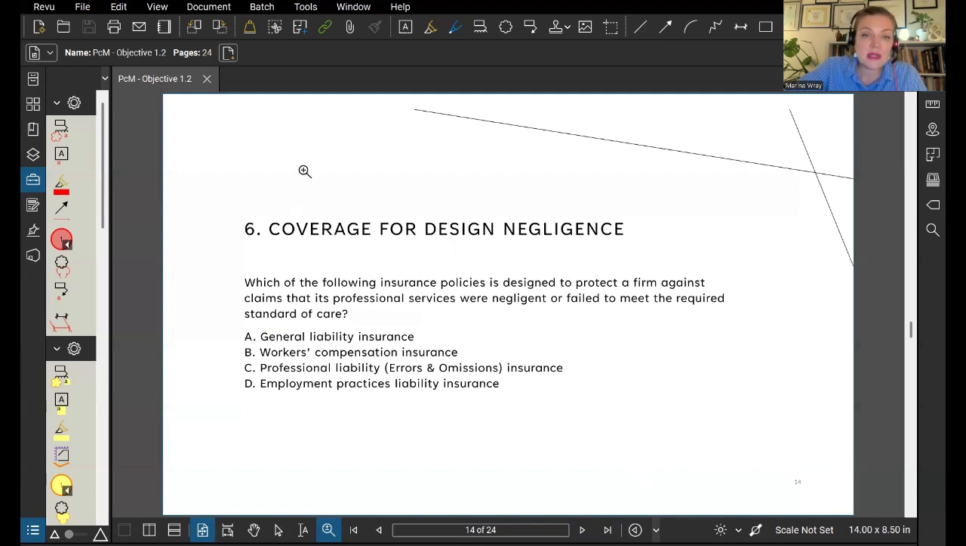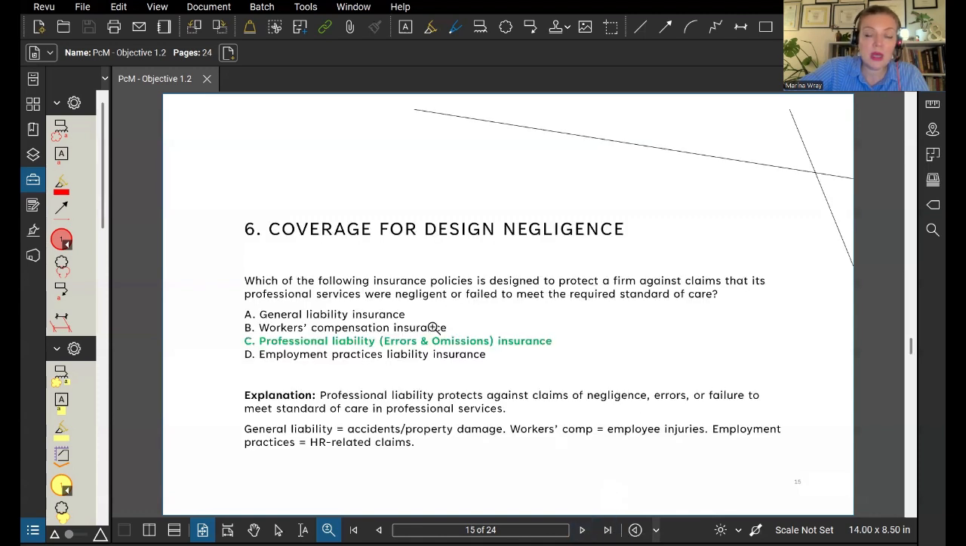So question number 6, coverage for design negligence. Which of the following insurance policies is designed to protect a firm against claims that its professional services were negligent or failed to meet the required standard of care? A, general liability insurance. B, workers' compensation insurance. C, professional liability or errors and omissions or E&O insurance. Or D, employment practices liability insurance. The correct answer is C, that's the E&O.